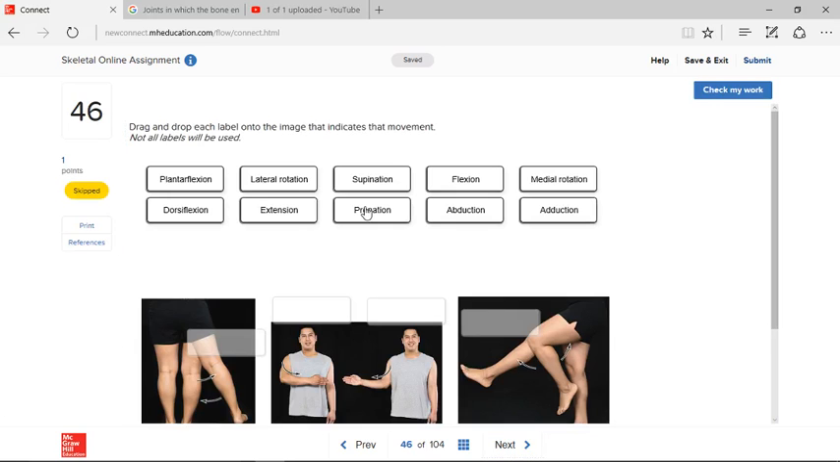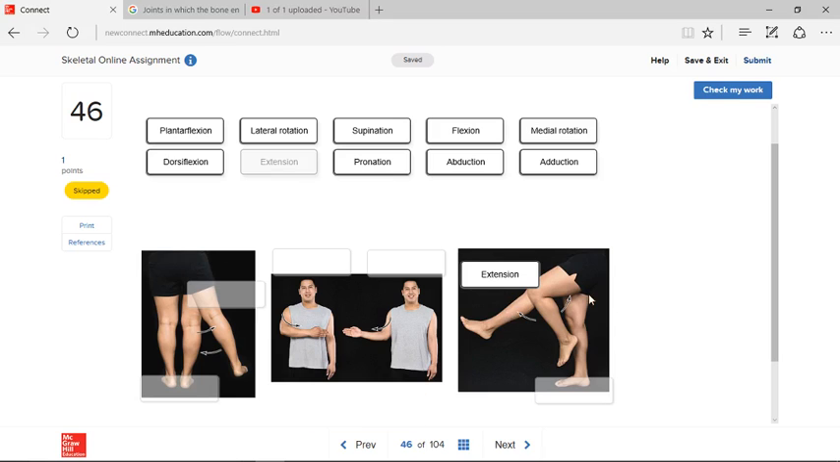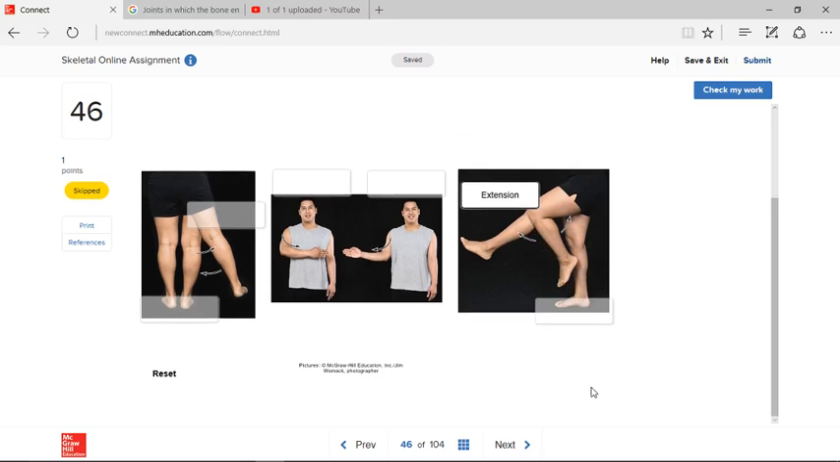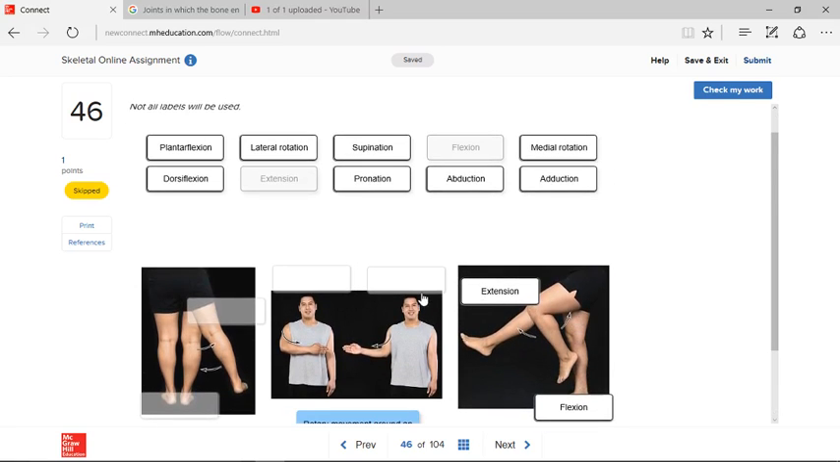Drag and drop each label onto the image that indicates the movement. So extension is where you're extending your whatever. It doesn't have to be a leg. It can be an arm. You're extending it out, straightening it in a way. This is what that is. Right in here, this is called flexion. There it is. When you're reaching, like this right here, for example, when you're putting your arm forward, you know, medial is this little line right there for you. When you're doing this, you're bringing it towards the midline.